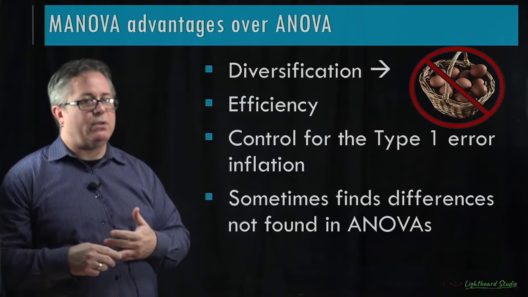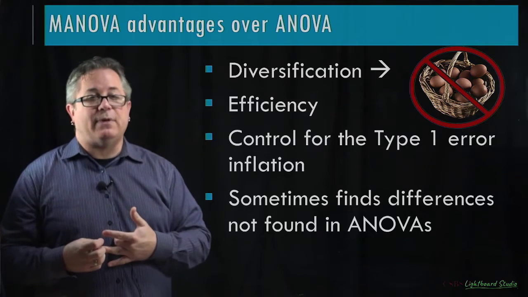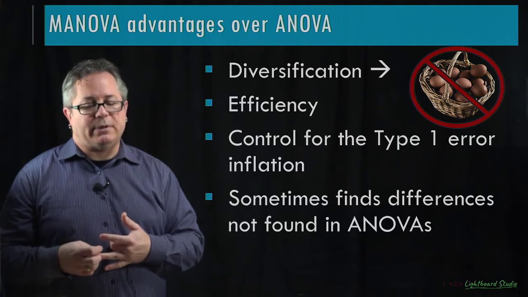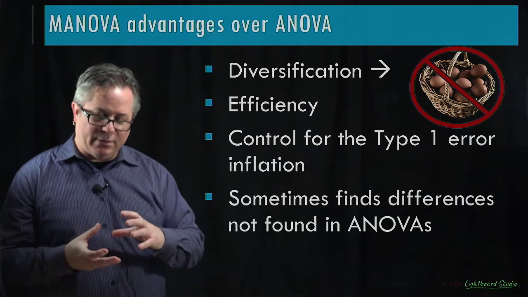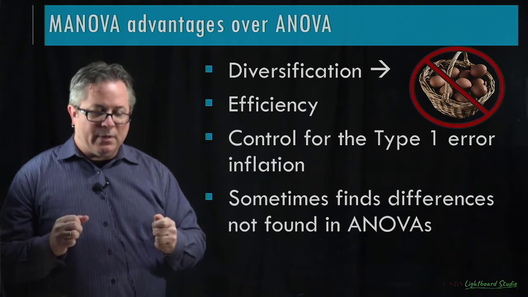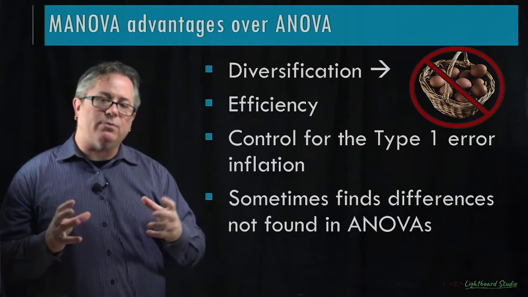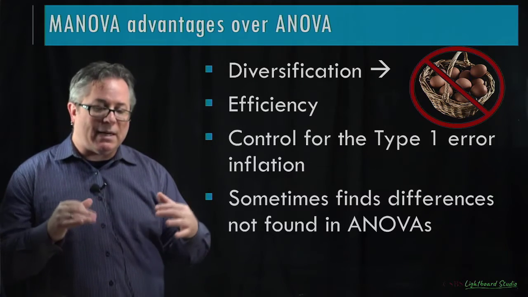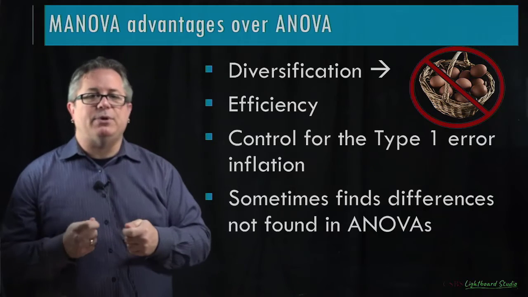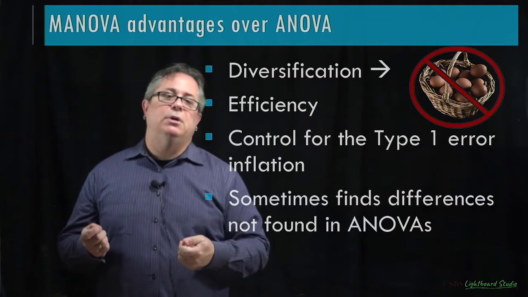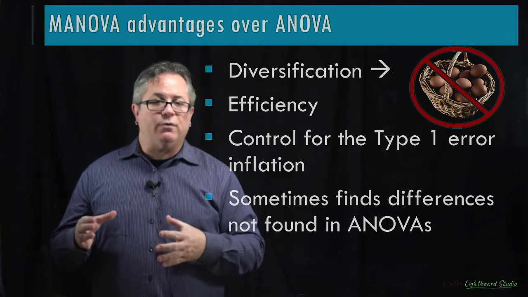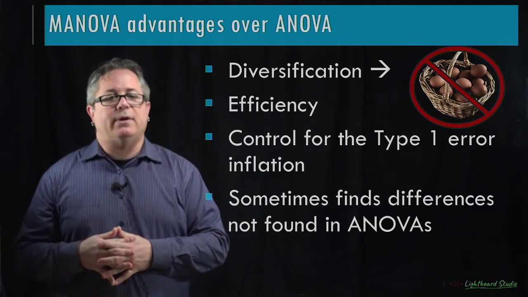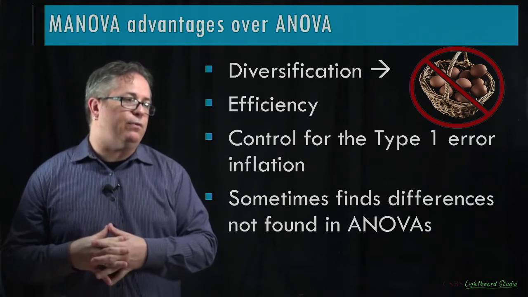There are rare times as well that when you run a MANOVA, it'll find differences between groups that any of the individual ANOVAs cannot find. That's because as it's combining these dependent variables together, it's able to maximally weight each of those dependent variables to create a sort of super component, a smart composite, that might differentiate between the groups better than any of the individual ANOVAs might. It doesn't happen very often, but every once in a while you might come across a MANOVA that finds differences that you cannot find in any of the individual ANOVAs.